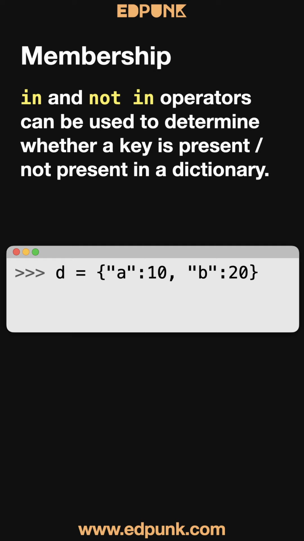Let us take the same dictionary D. Now, we can test if string C is not present as a key in the dictionary D by executing string C not in D. The result returned is true as string C is not present as a key in the dictionary D.